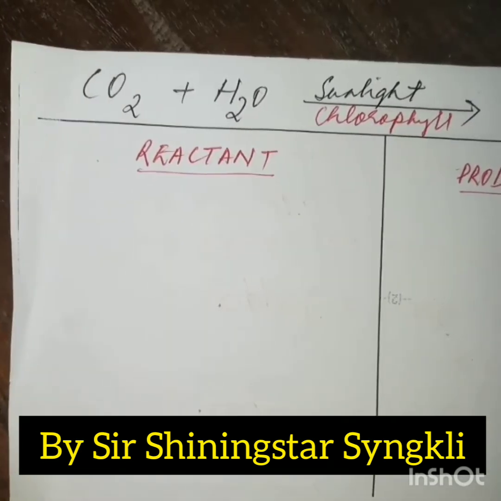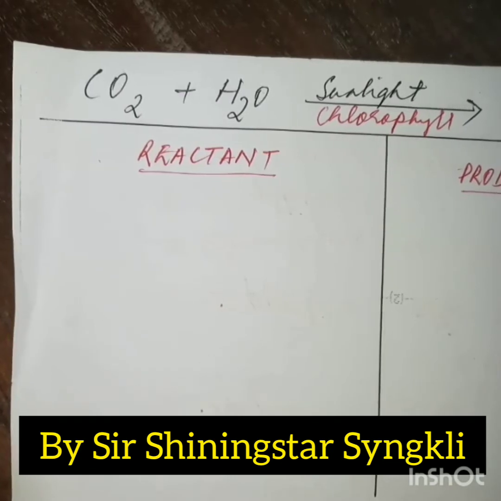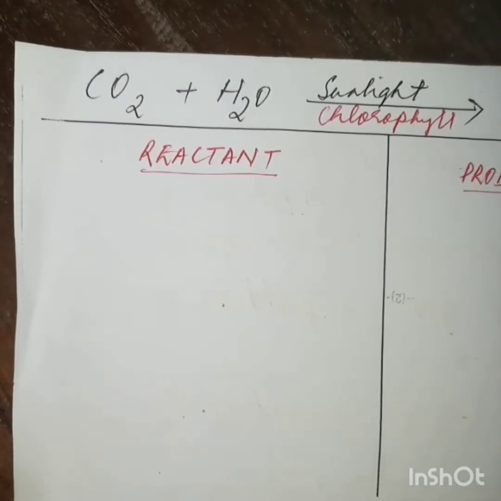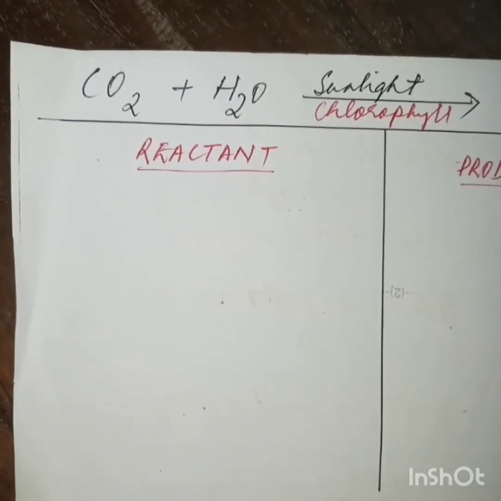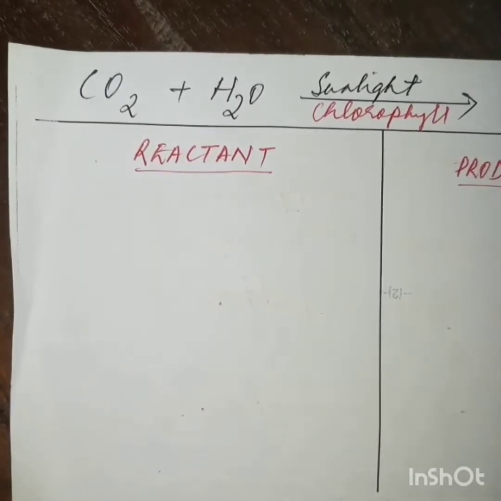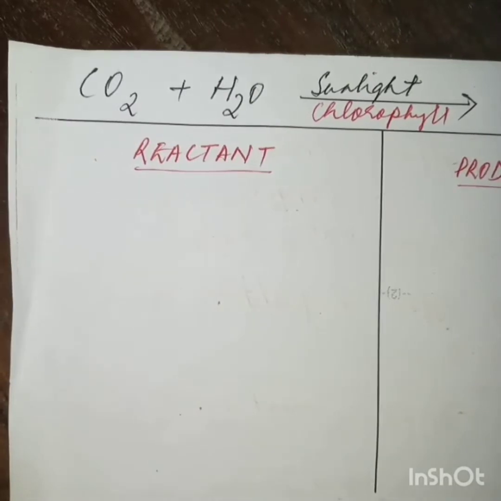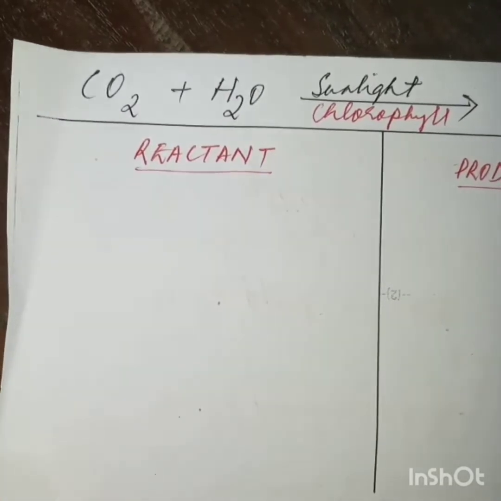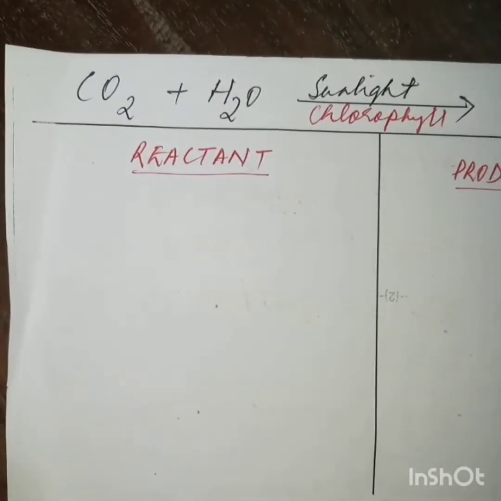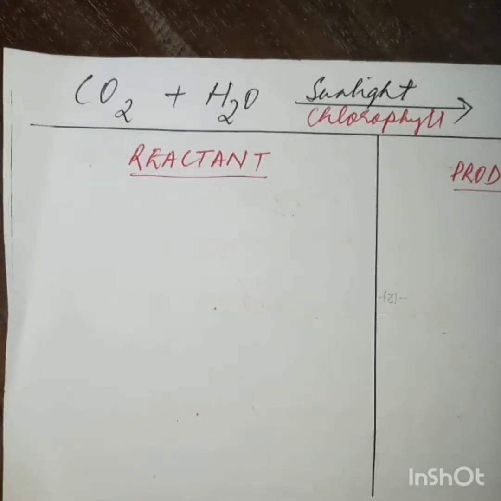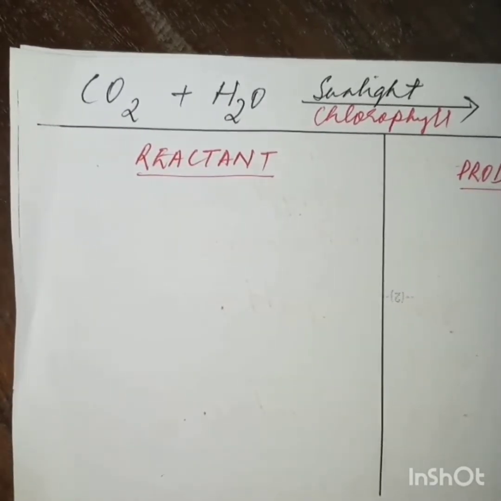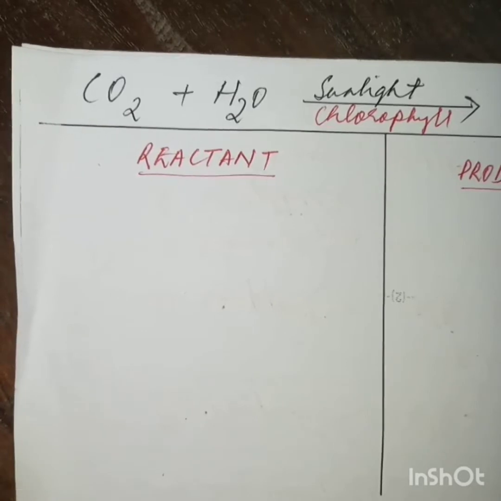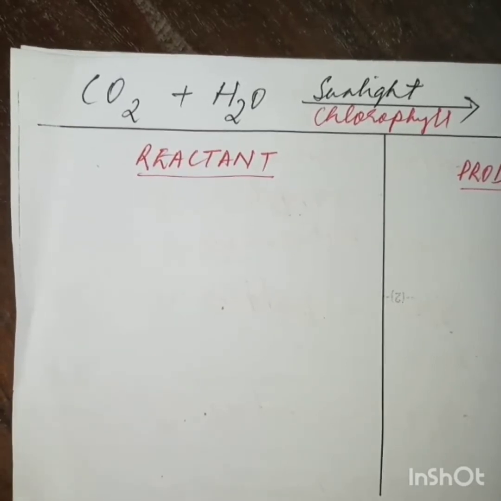Now, in the previous class, I explained what photosynthesis is, what raw materials are required for the process of photosynthesis, and what the importance or features of photosynthesis are, but I have not explained the process by which we balance the chemical equation.